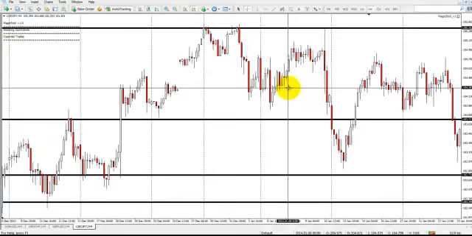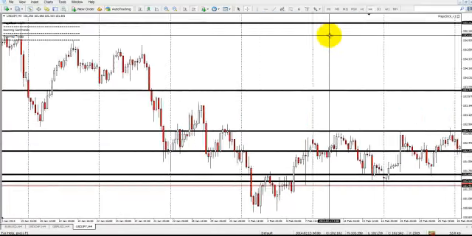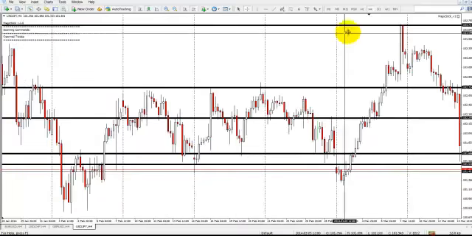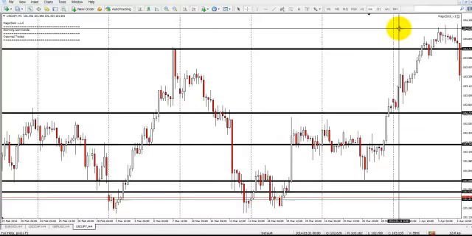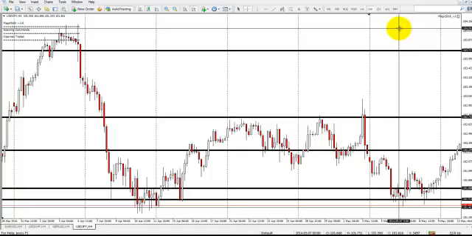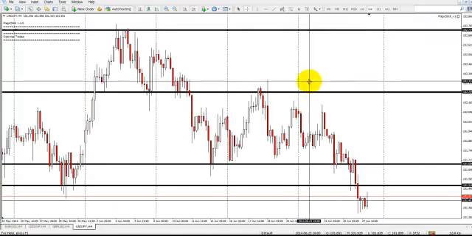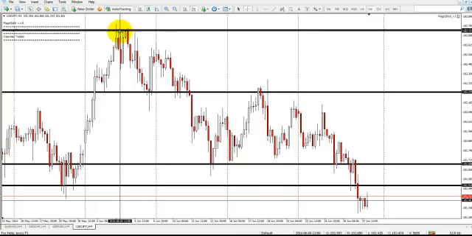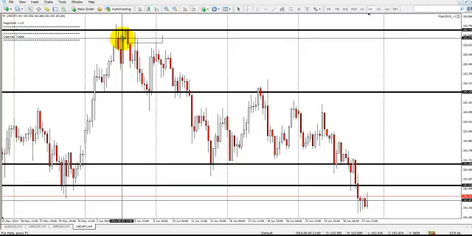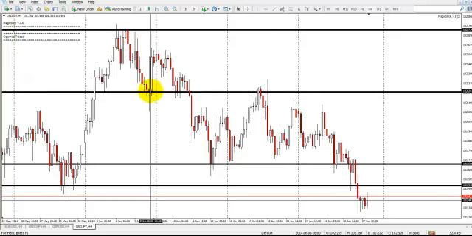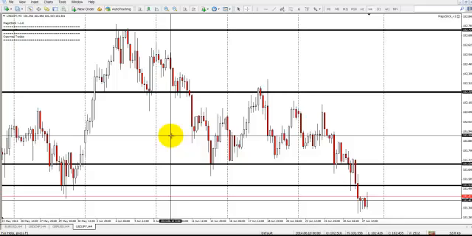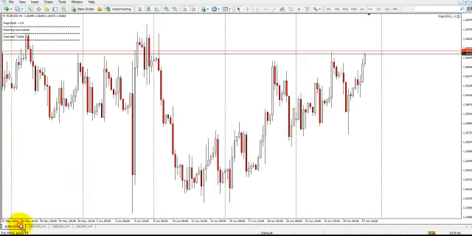You can see how it's reacted over here on the right and how it reacted over here on the right hand side. So again, once the market reaches a certain price, you're looking for reasons for it to bounce off of or break through it. So that's how you draw support and resistance. It's very simple. All you're looking for is areas that the market has rejected.